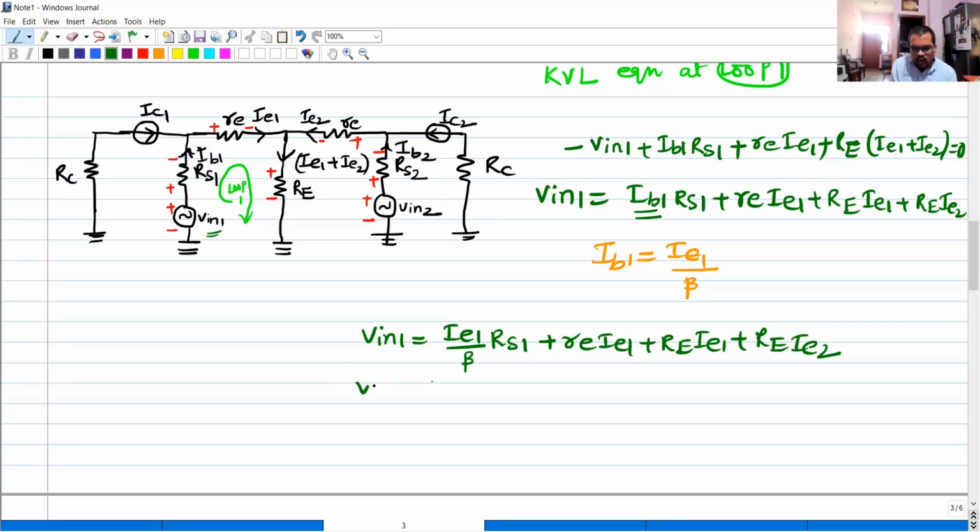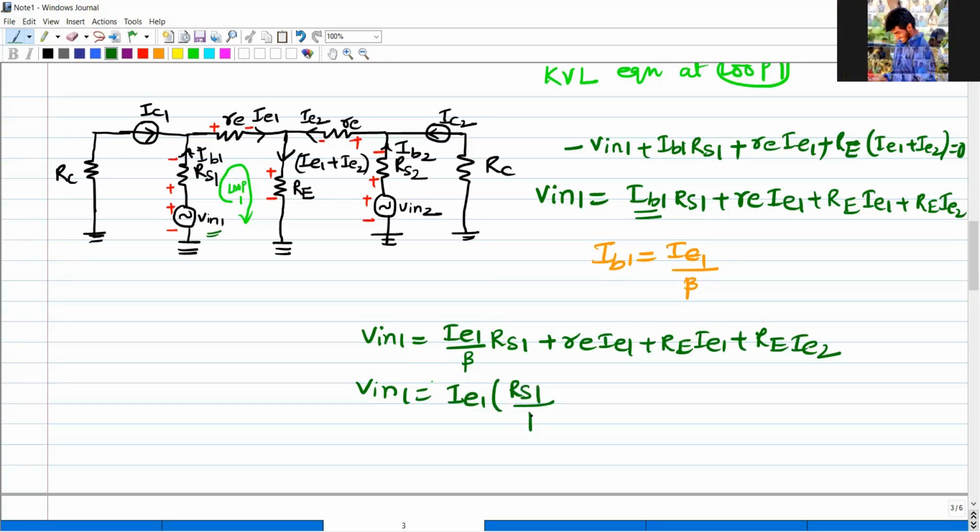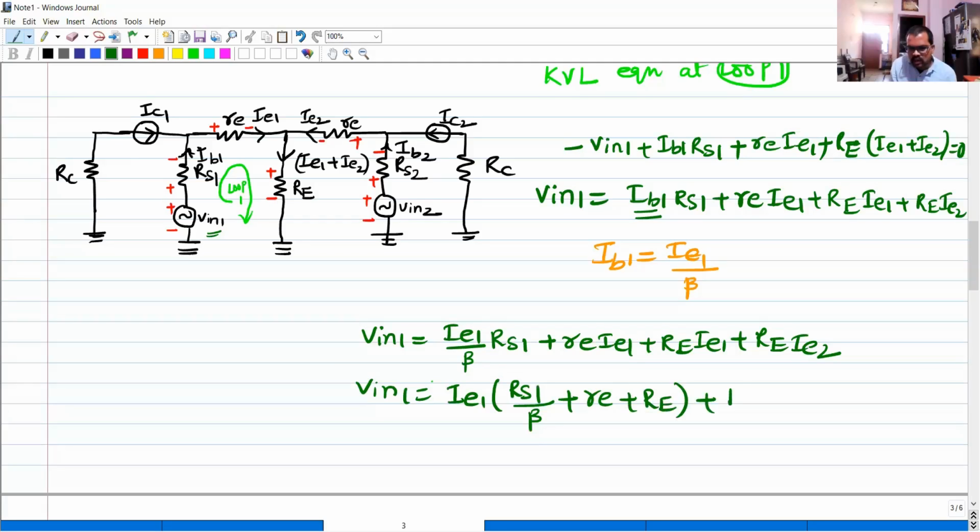Right? Here I want to make IE1 common. Tell me: RS1 by beta plus RE plus capital RE, into IE1, plus RE IE2.